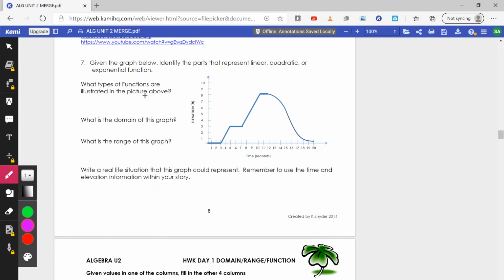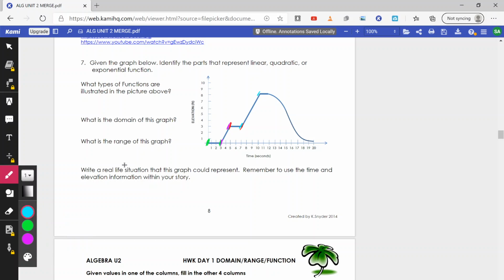Number 7 here, we have this graph. We have to identify the parts representing linear, quadratic, exponential, and then state the domain and the range. So here we can see we have a whole bunch of different sections. We have a section from 1 to 3, and then we go from 3 up to there, and then we level off.